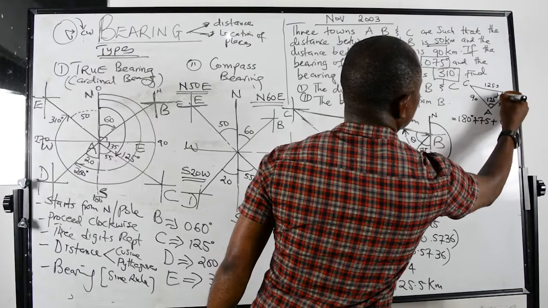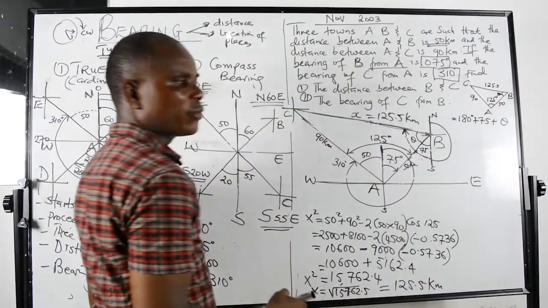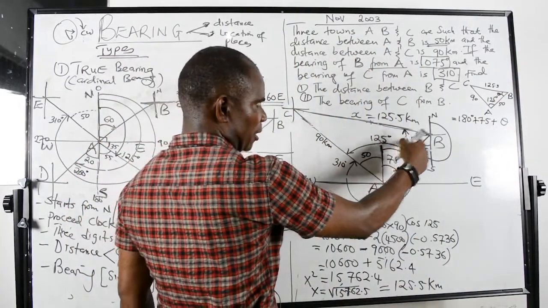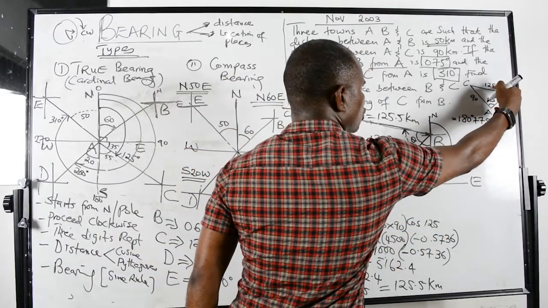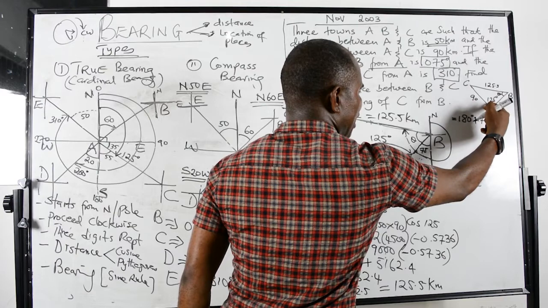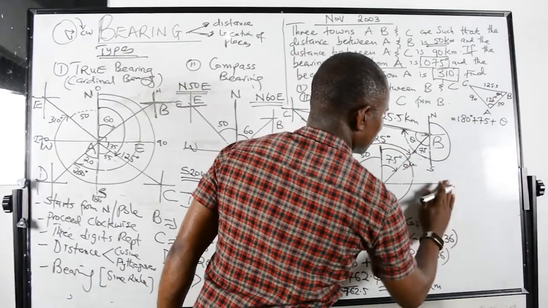So now I want to find this angle. That angle is what I'm looking for. That is what is inside here, theta. So I have to use the sine rule. The sine rule says I must use this side divided by its angle. So it's going to give me something like this.